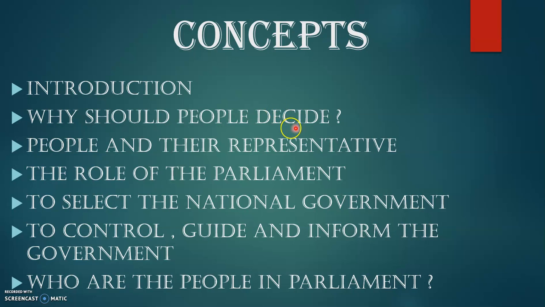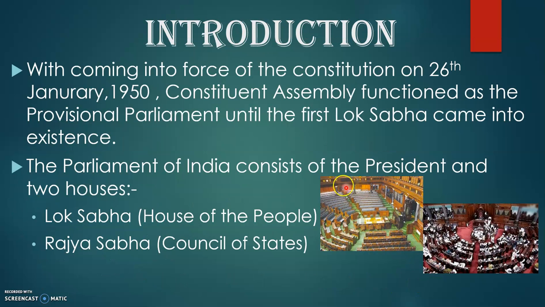Introduction, why should people decide? People and their representatives, the role of the Parliament to select the national government, to control, guide and inform the government. Who are the people in Parliament?